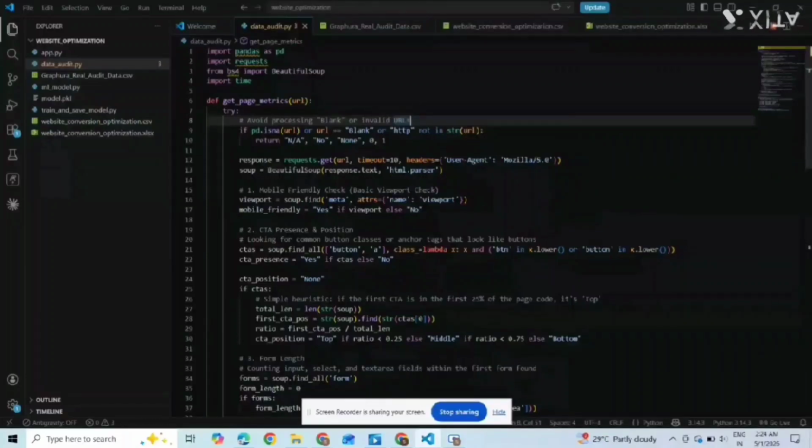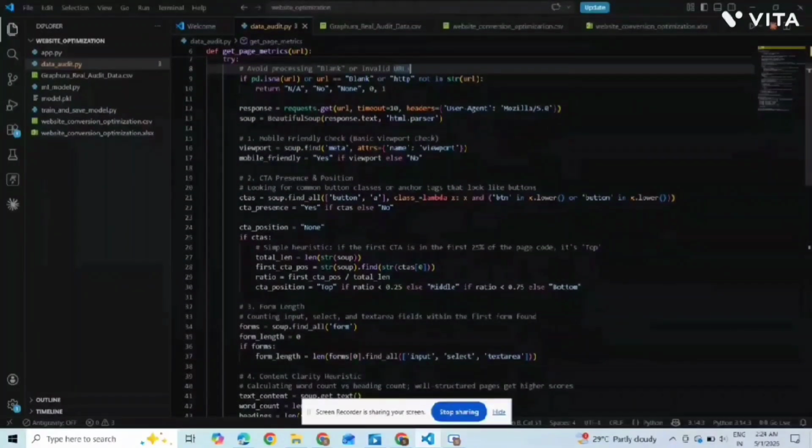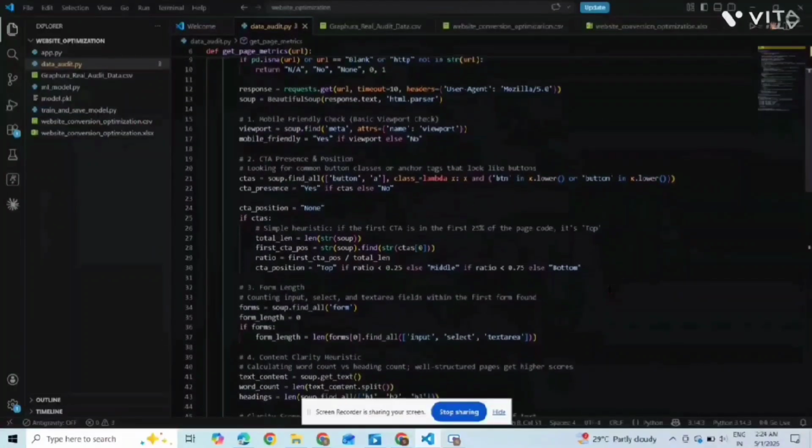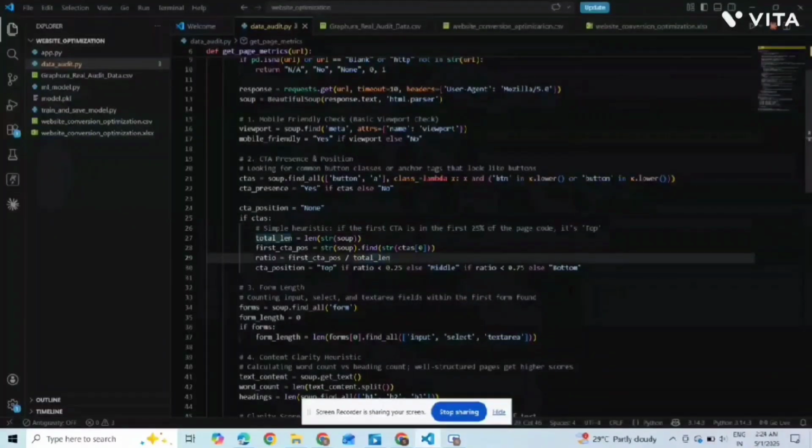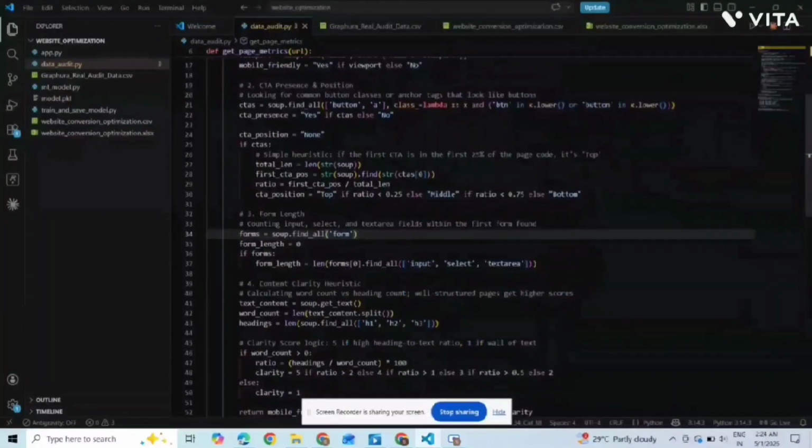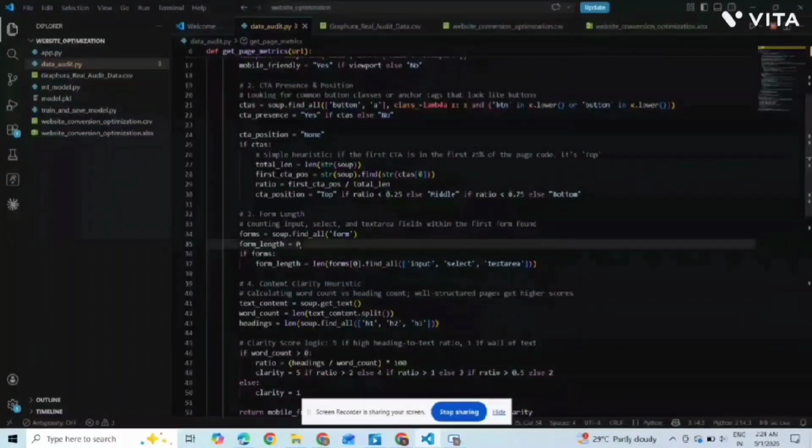Then we have heuristics. We aren't just looking at text, we are measuring CTA presence and its positioning by analyzing DOM coordinates. We have also calculated form length to find friction points. Then for smart scoring, I have implemented a content clarity heuristic that calculates the ratio of headings to word counts.